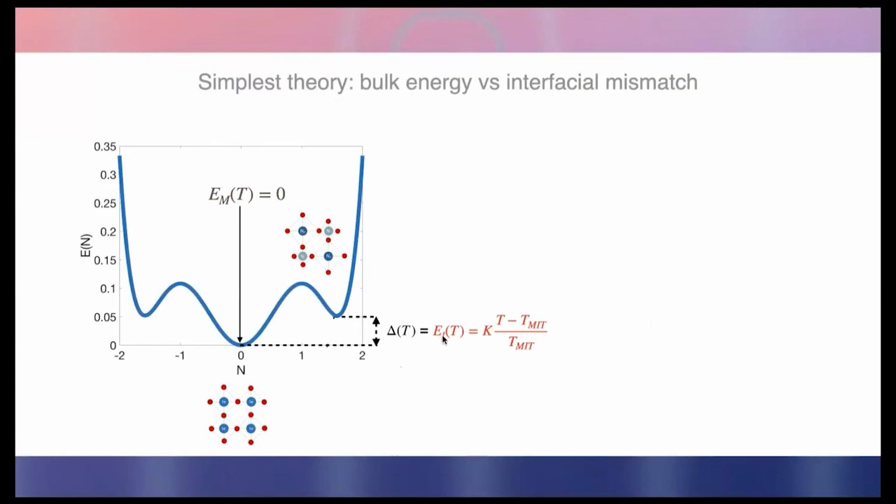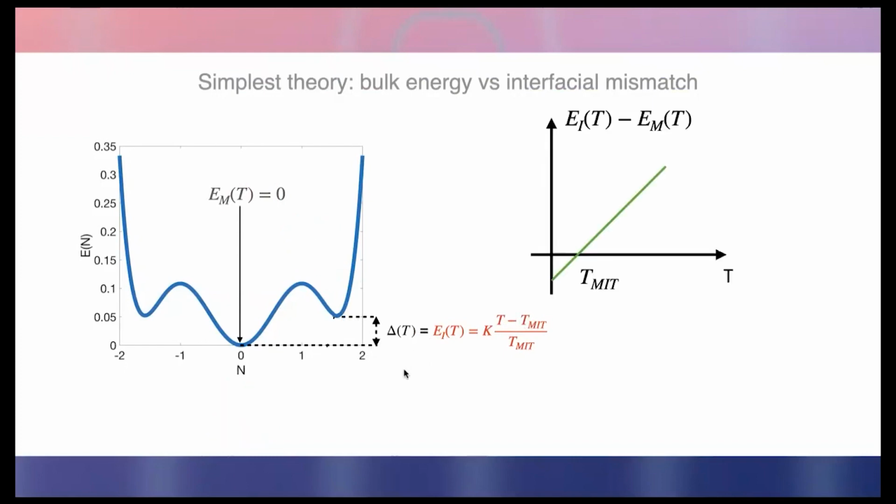And then you also have an insulating energy, like the energy of the insulating state, right? And this is linear in T, and as T reaches TMIT, it's 0, right? So that's where you have the first order transition from one state to the other. So it looks something like this.